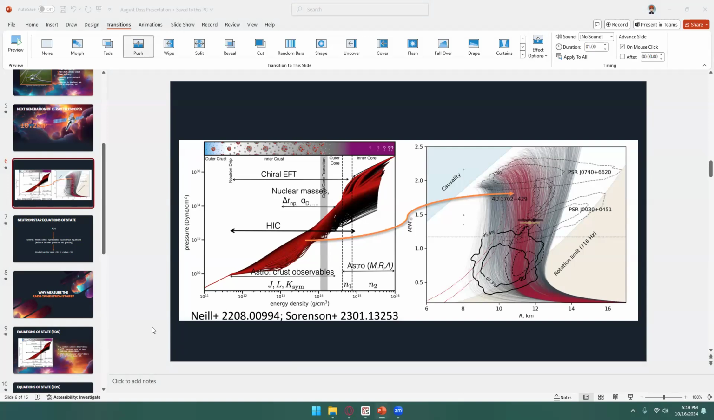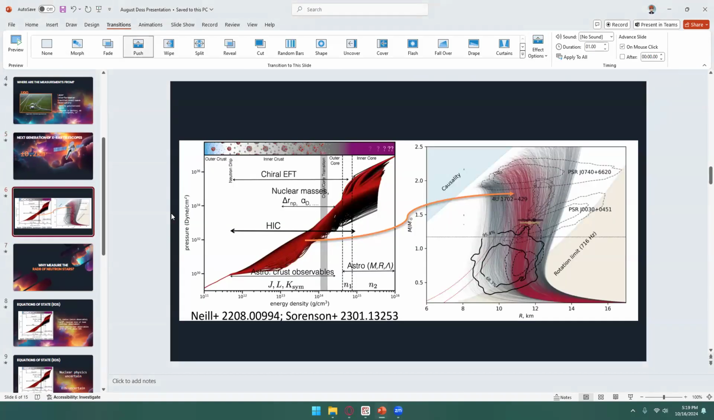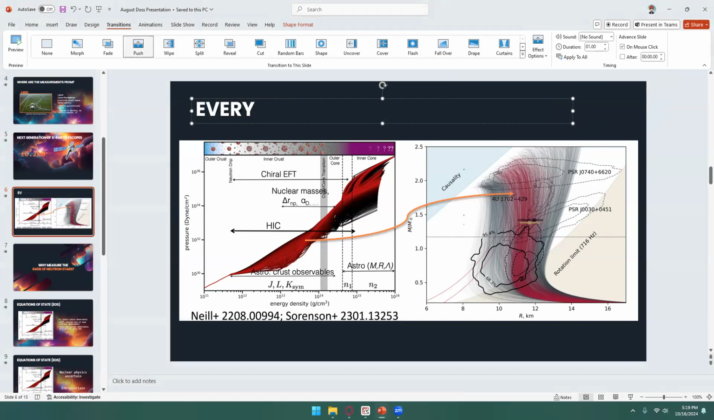So yeah, that takes care of that slide. Slide seven goes away and it's now slide six, and the heading of slide six can be something like: every equation of state predicts a mass versus radius relationship.